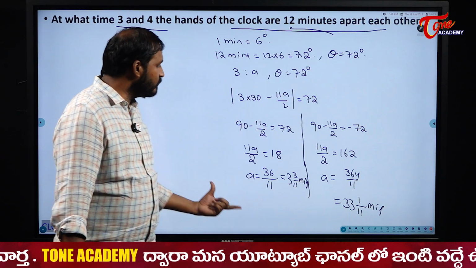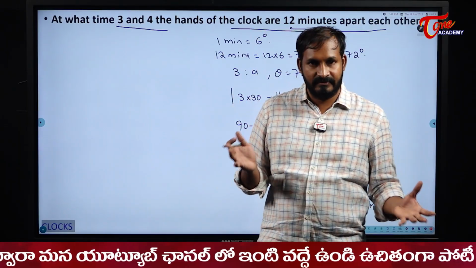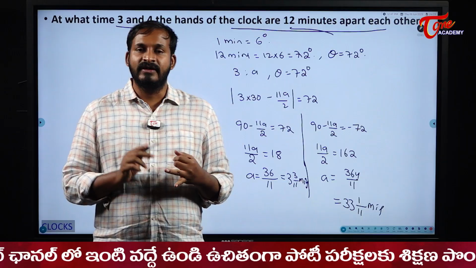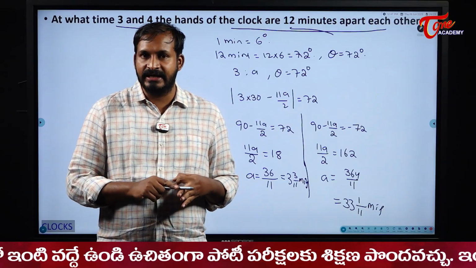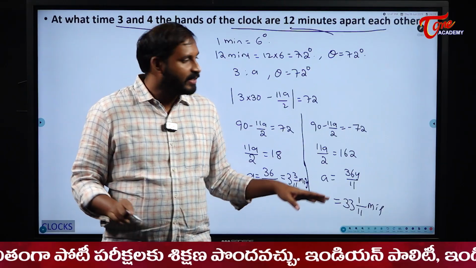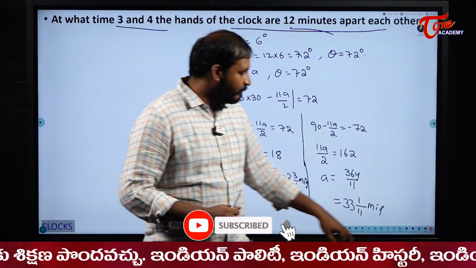Okay, so this is how we are going to solve the questions based on the angle between the two hands of the clock, when they overlap, when they will be opposite to each other, when they will be at 90 degrees, or when they will be at some other degrees. Whatever it may be, this is the procedure and concept by which we are going to solve the problems.